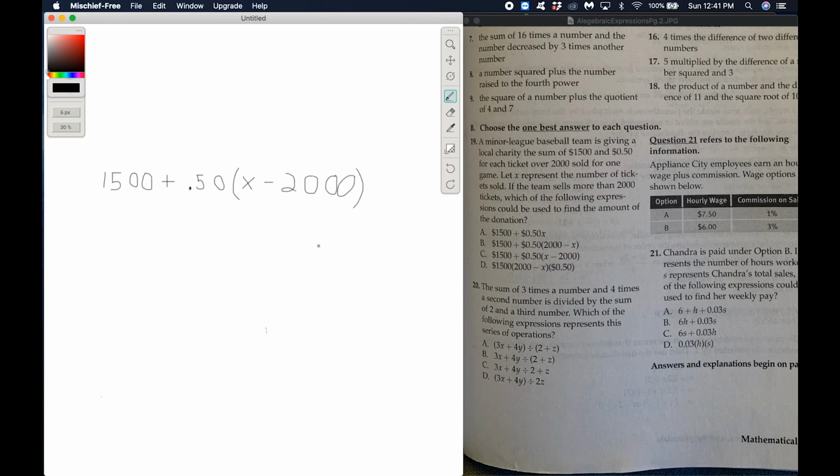So we're moving on to 20 now. The sum of 3 times a number and 4 times a second number is divided by the sum of 2 and a third number. Which of the following expressions represents this series of operations? Okay, so let me put 20 here so we stay organized.